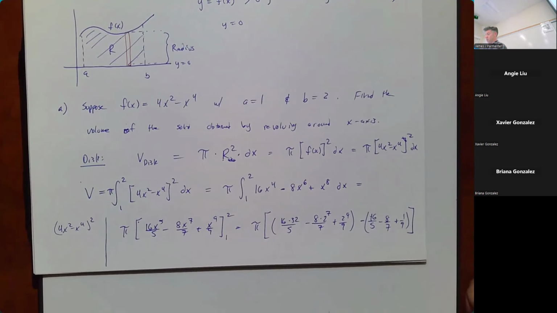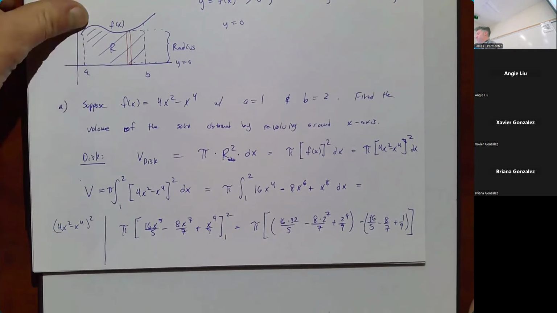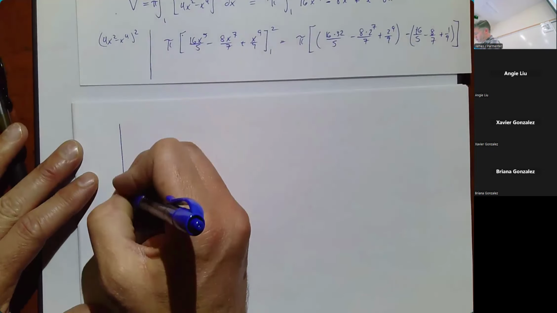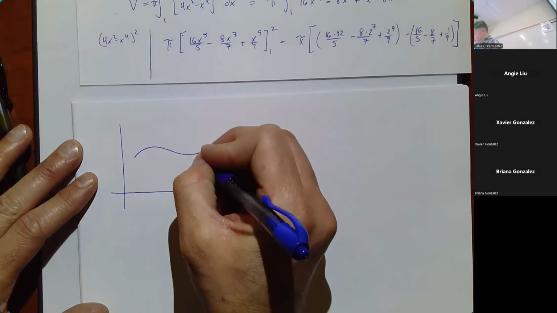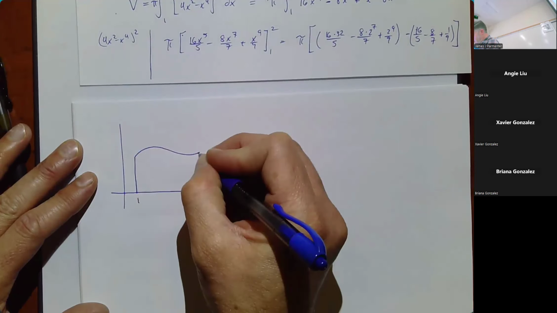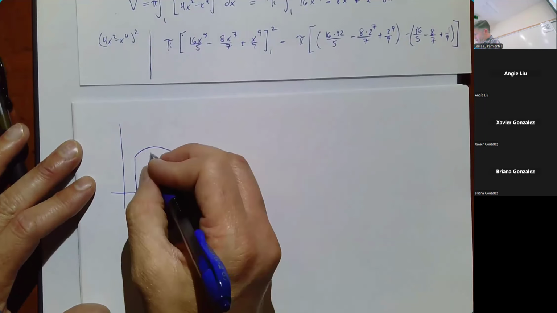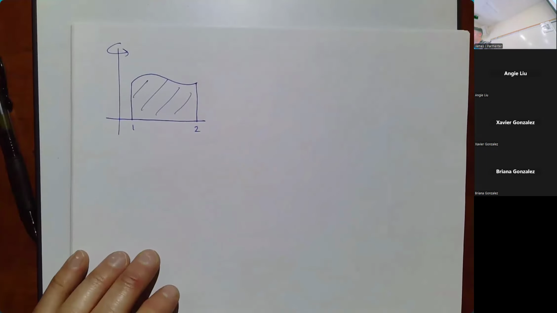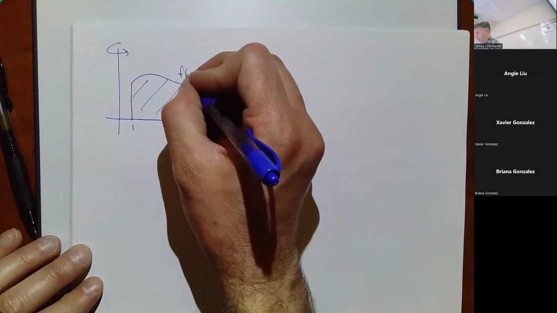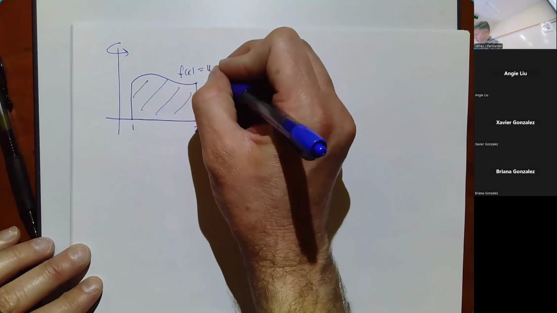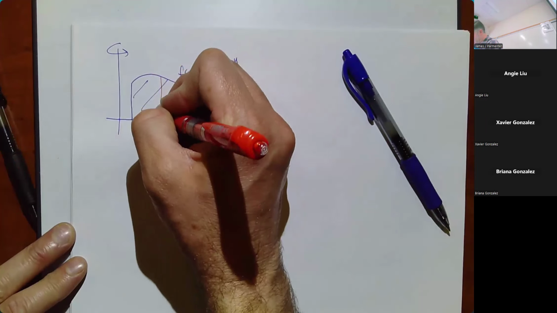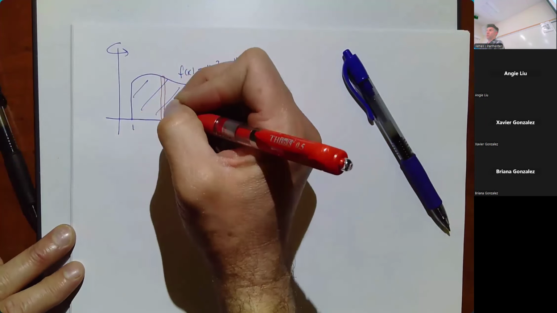Part B is to do the same thing, but now you're revolving around the y-axis. Same region from 1 to 2, but now we're going around the y-axis. We still are kind of stuck using a vertical strip because, again, our function is 4x squared minus x to the 4th. And now, since our strip is parallel to our axis of rotation, we're forced to use the shell method.